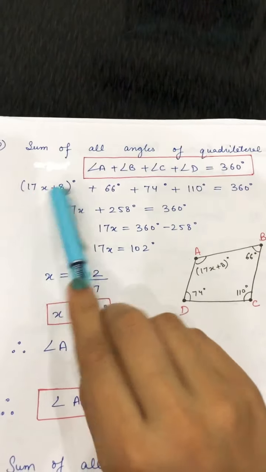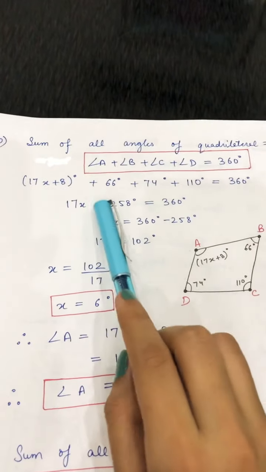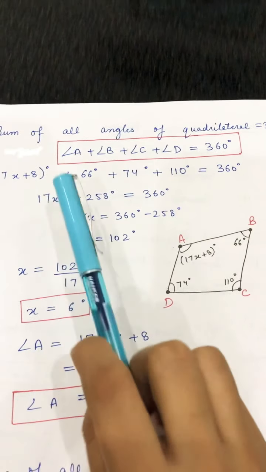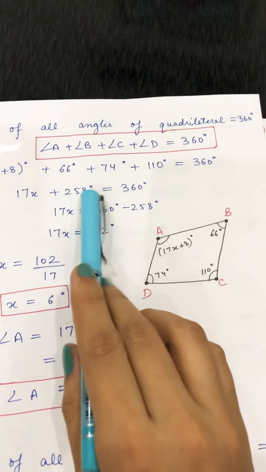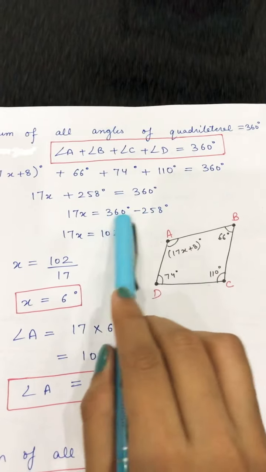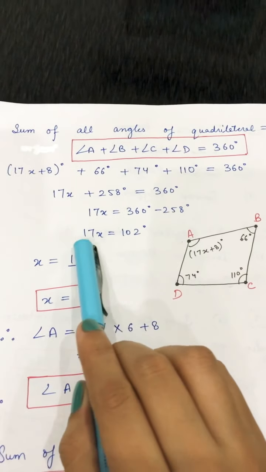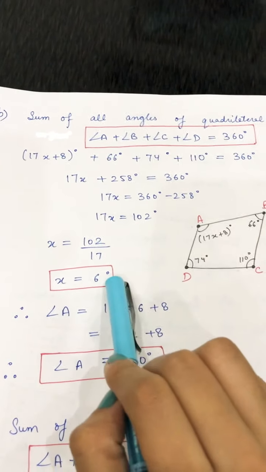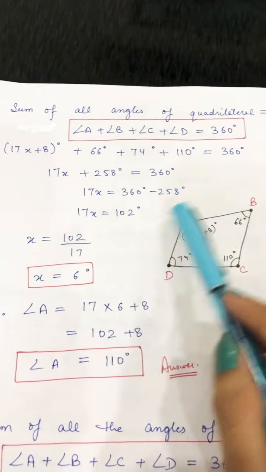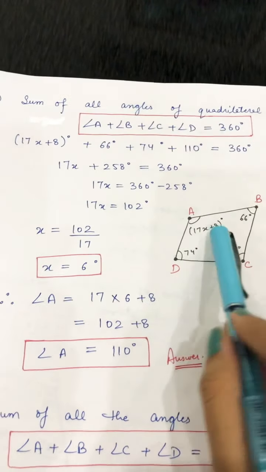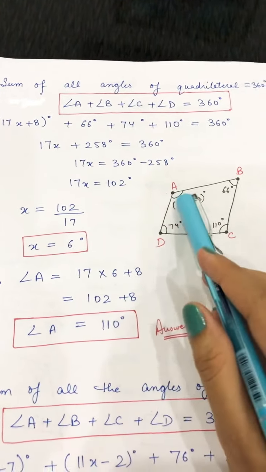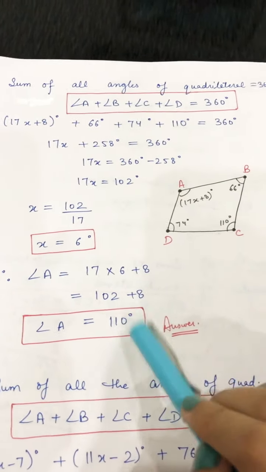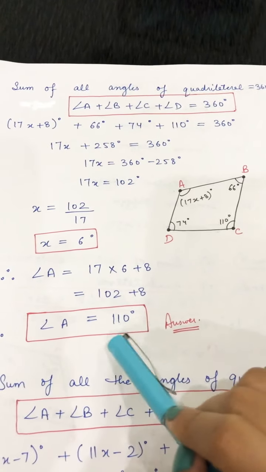Okay, so add all the constant values. This value is of x, so you have to write it separately, 17x, and add all the other values. This value will go to that side, it will be subtracted from 360 degrees. 17x is equal to 102, and 17 will go in the division, so x is equal to 6 degrees. But this is not angle A. For angle A you have to write it in this way, 17 multiplied by the value of x plus 8, then you will take out the answer of angle A. So now angle A is equal to 110 degrees.